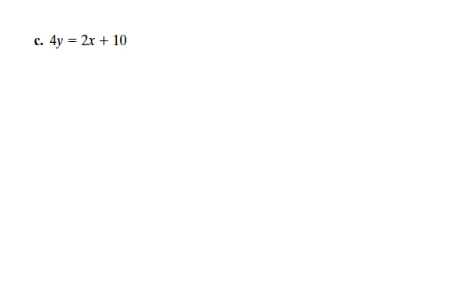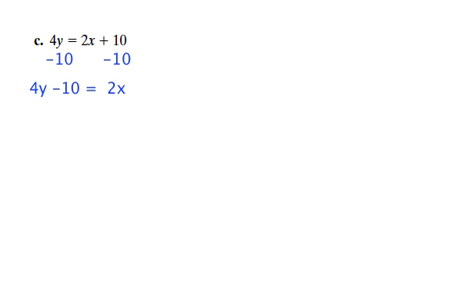For quick check C, 4y equals 2x plus 10. Again, we're solving for x. We begin by subtracting 10 from both sides of the equation because we want to undo everything that's happening to the x. So on the left-hand side, we're left with 4y minus 10. And on the right-hand side, 2x plus 10 minus 10 is just 2x. The 10's cancel each other out.